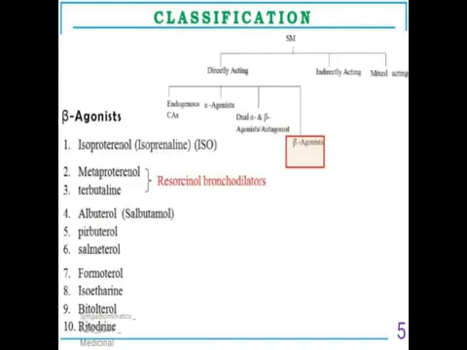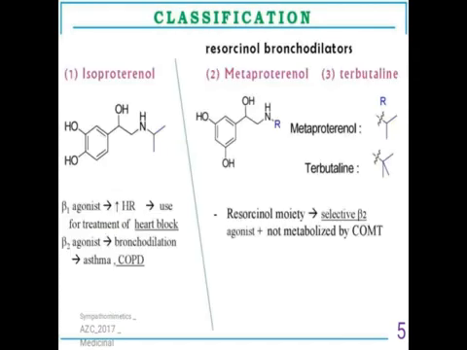Then methyldopa. The next part, what are the drugs which come under the beta agonists, in that isoproterenol, which is also called isoprenaline. Then metaproterenol, terbutaline, albuterol, pirbuterol, salmeterol. So all these drugs which come under the beta agonists are mainly selective for the beta receptor. Okay, why they are selective for the beta receptor, that we can see from the structure. Here you can observe a bulky group at the terminal amine group. So due to the bulkiness, it is more selective towards the beta receptor.